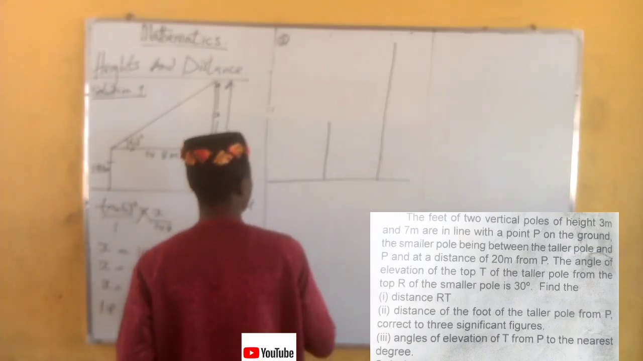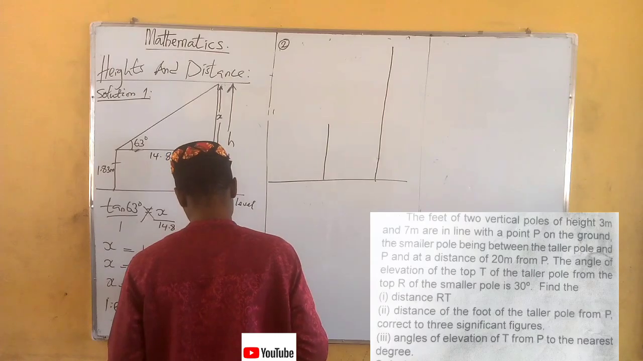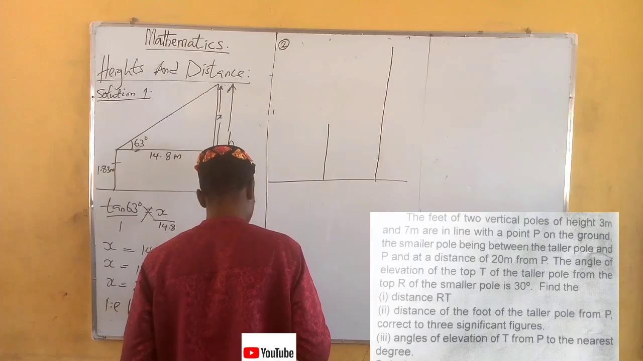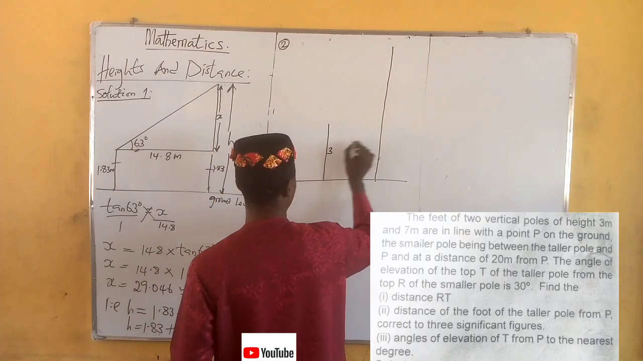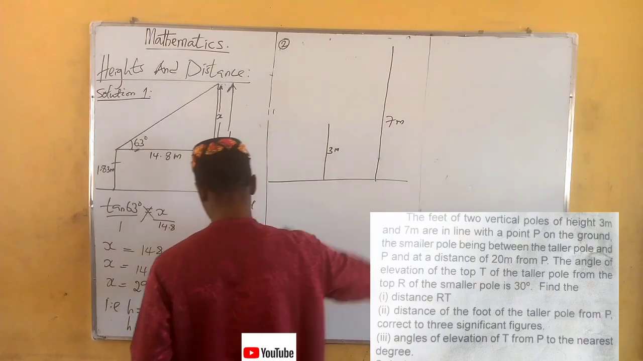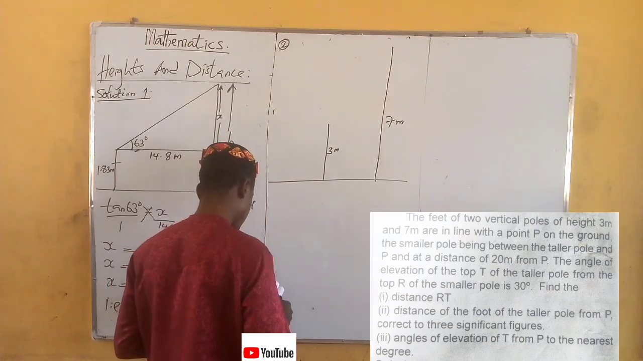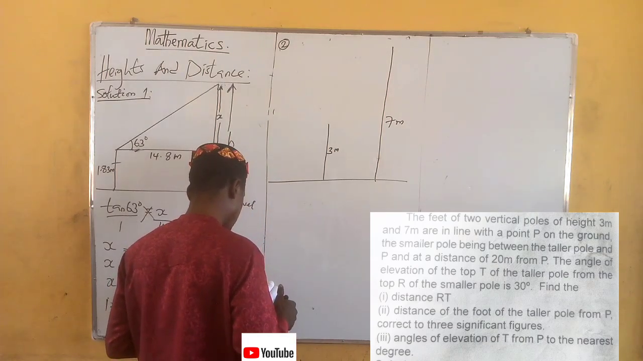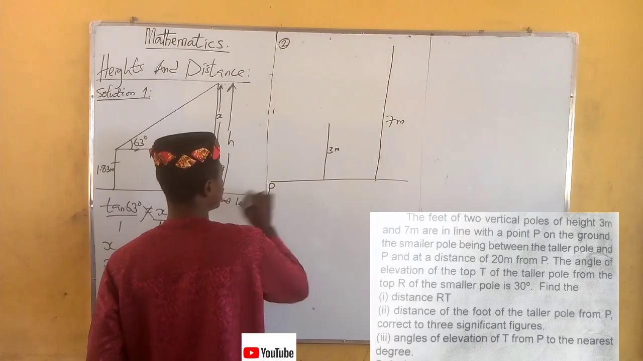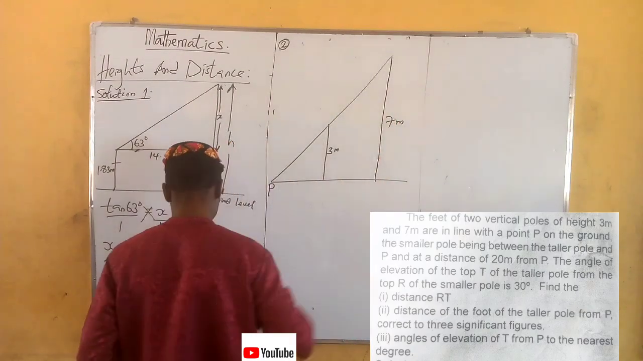Okay, and then from the question you discover that we are told that these two vertical poles have heights of 3 meter, one is 3, and the other one, this long one, is 7, and this is meter and this is meter. Okay, and then from the question you will agree that they said that both of them are in line with point P on the ground. So this is ground, and let's say this is P. They are in line with point P on the ground.